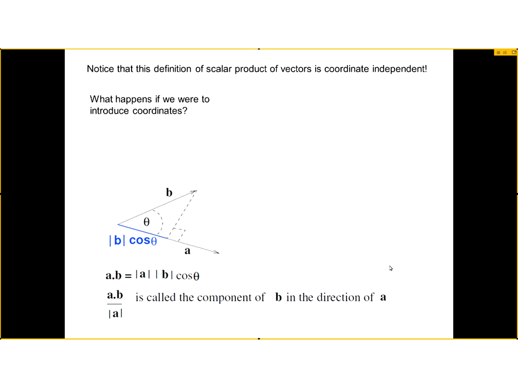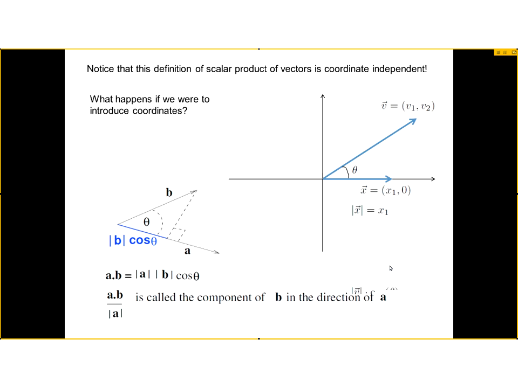What happens if we were to introduce coordinates? So this is a coordinate, and mod x is equal to x1, v cos theta is the perpendicular component, and v cos theta is equal to v1.